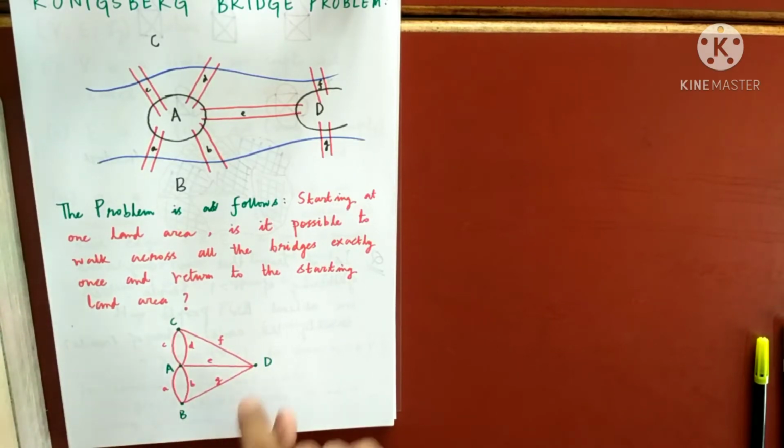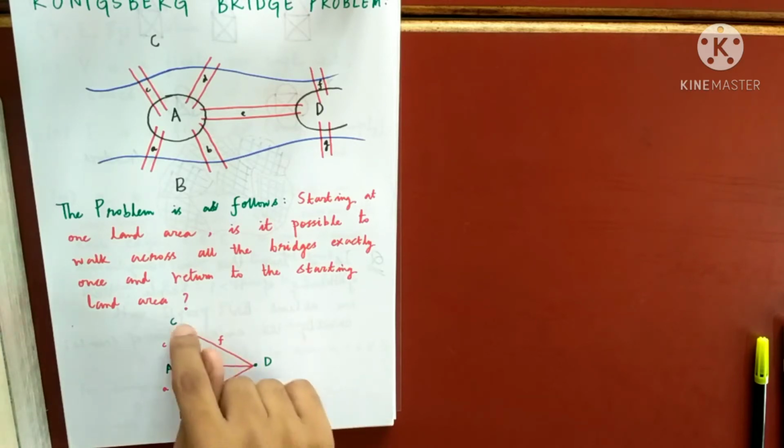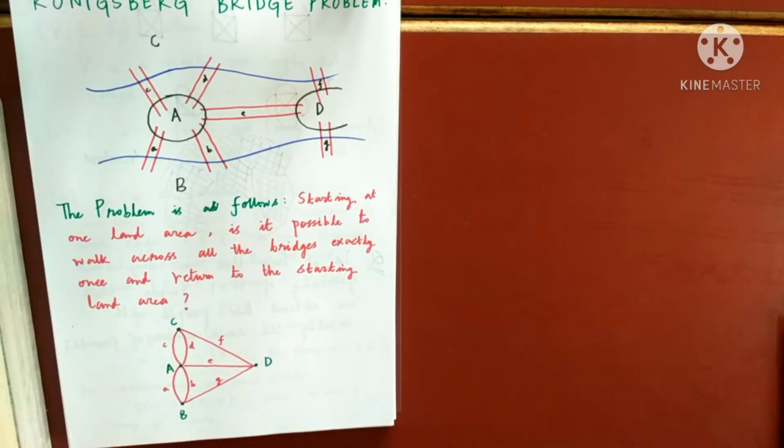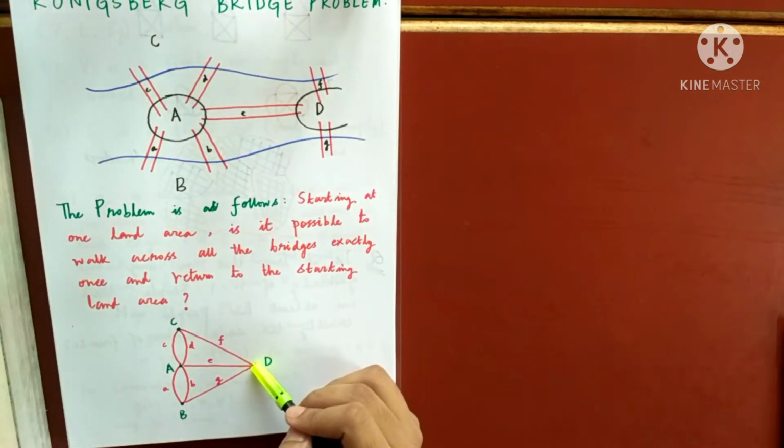Now the question is, starting at any vertex, you have to find a circuit. Let's recall the definition of circuit. It was a closed trail. That means repetition of edges is not allowed, and closed means you will start from a vertex and end at the same vertex where you started.